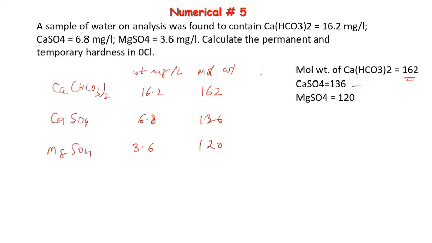So what you have to do is calculate the hardness at calcium carbonate scale first. To do that, since these are the molecular weights, 16.2 divided by 162 multiplied by 100. So here we will have 10 milligrams per liter. Then 6.8 divided by 136 into 100. What will be the answer? This is in this way.